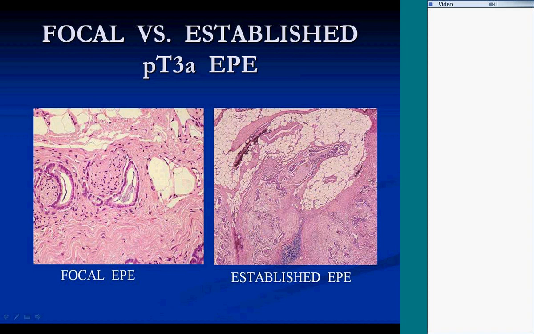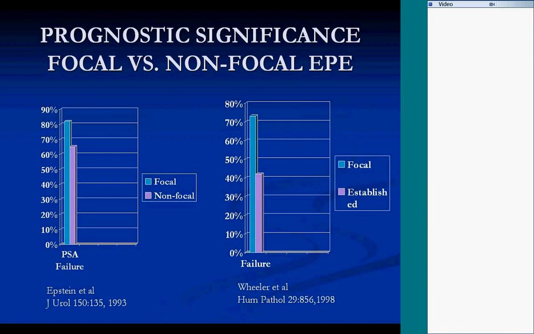Here are some examples of focal versus nonfocal or established PT3A extraprostatic extension. A few glands of adenocarcinoma wrapping around nerves, in the same plane as the fat, is focal EPE. Established extraprostatic extension is cancer growing along the nerves, extending out into the adipose tissue, clearly more than just a few glands: nonfocal or established EPE.